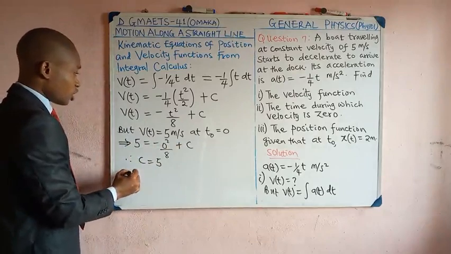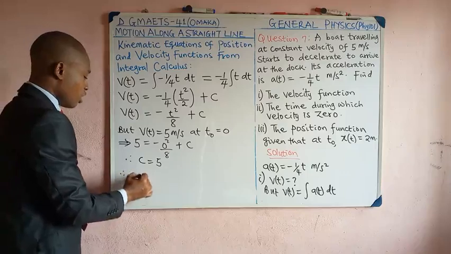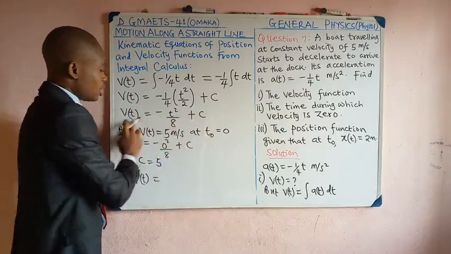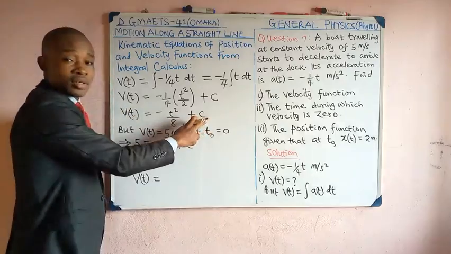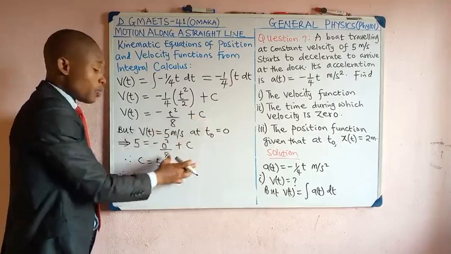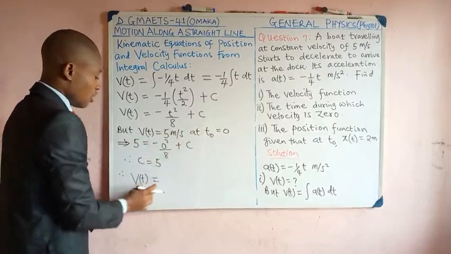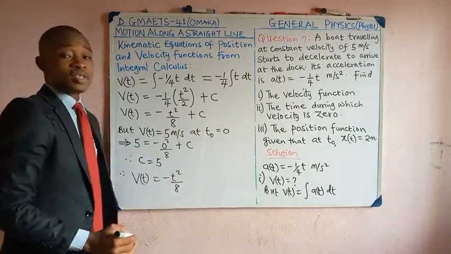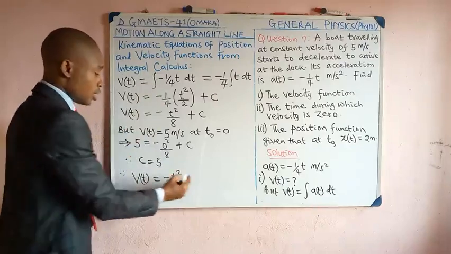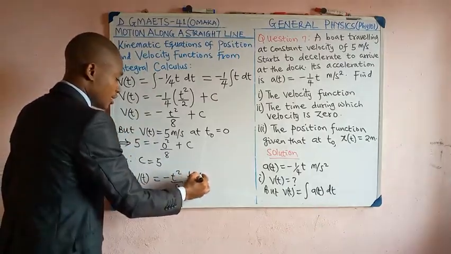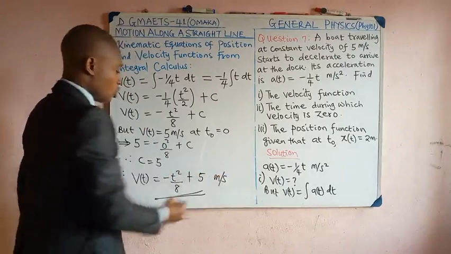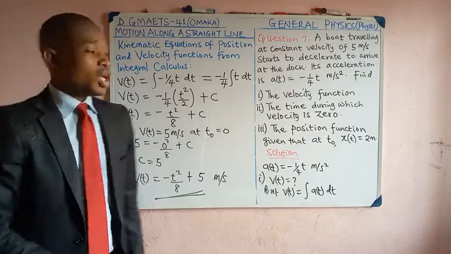Therefore, the velocity function is now given as v of t equal to, we go back to this function we obtained, then substitute for this constant, because this constant is a number, and we've obtained the value to be 5. So the velocity function becomes minus t squared all over 8, which is the same as minus 1 over 8 t squared, plus c, and c is equal to 5. This is the velocity function, and the unit will be meter per second.